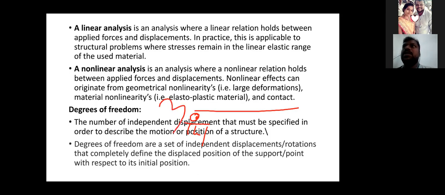That is, forces: it may displace along x, displace along y, and the third one is a moment. So these are the possible displacements going to occur at a joint. The degrees of freedom are a set of independent displacements or rotations that completely define the displaced position of the supports or a point with respect to the initial point.